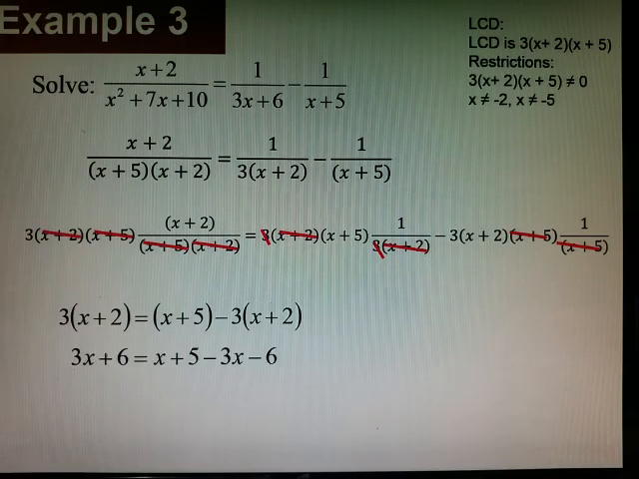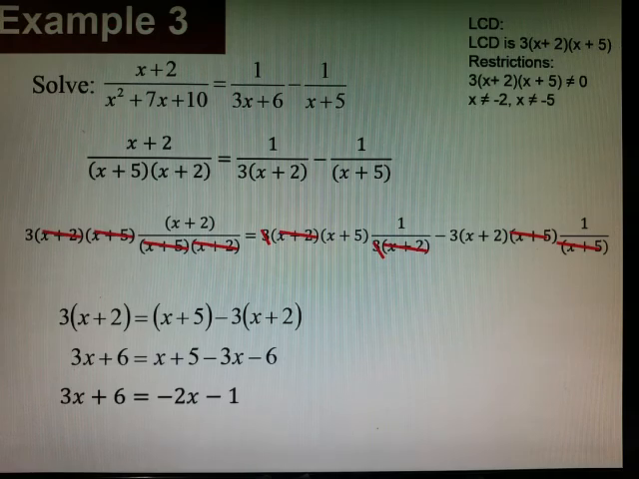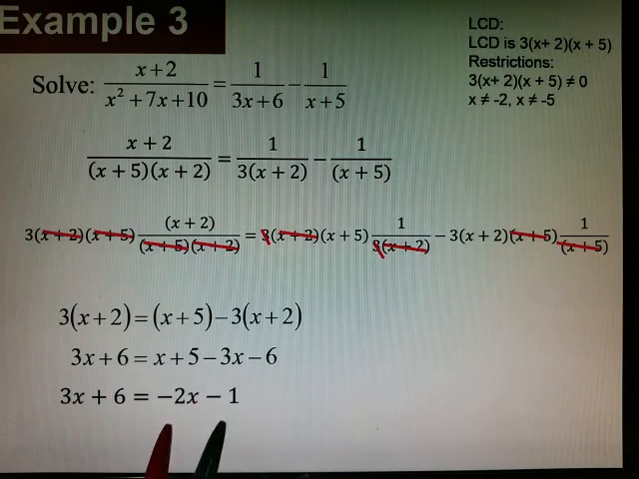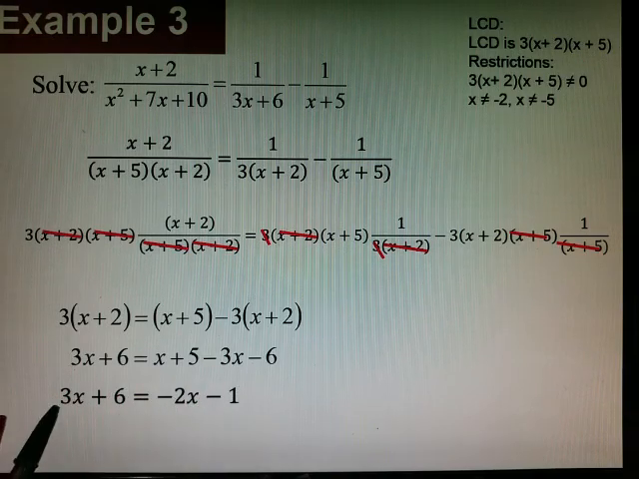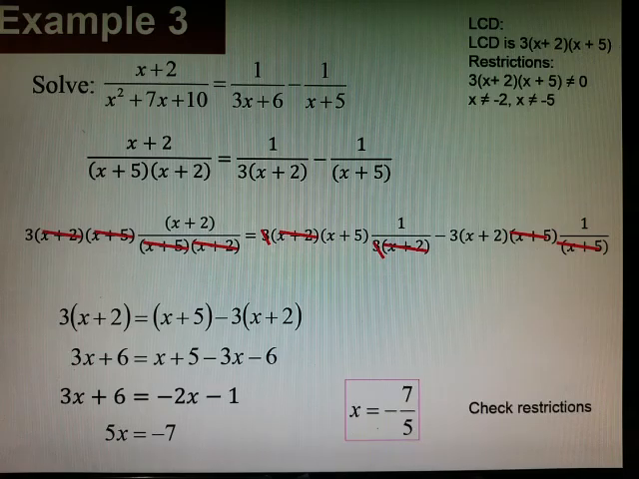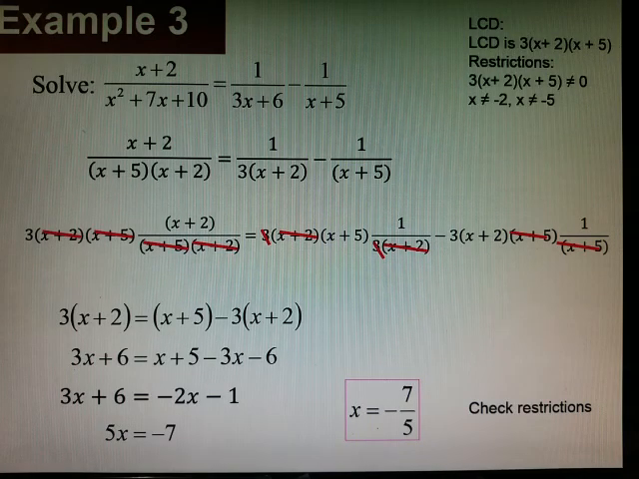So we distribute, combine like terms. 1x minus 3x, -2x. 5 minus 6 is -1. Add 2x to your left, so that's going to be a 5x. Subtract 6 to my right, -7. Now divide by the coefficient of x. I want the x by itself, so I divide by 5. We get an answer of x equals -7/5.